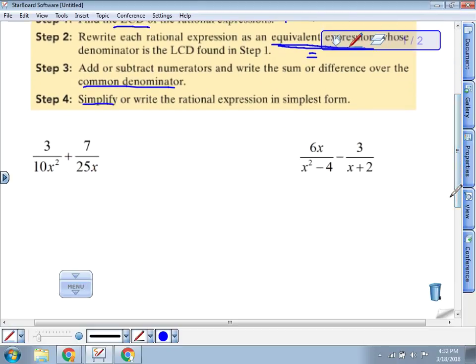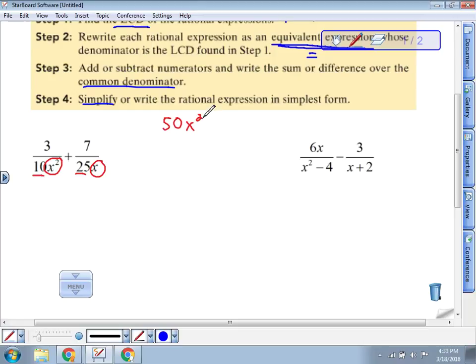The first thing I'm going to do is show you what the least common denominator is. I look at the numbers first, 10 and 25. What's the least common denominator? That means the least common multiple. Well, those both multiply into 50, so they need to multiply into 50. And when I look at the exponents, remember, it's always the highest exponent. So in this case, it would be 50x squared.